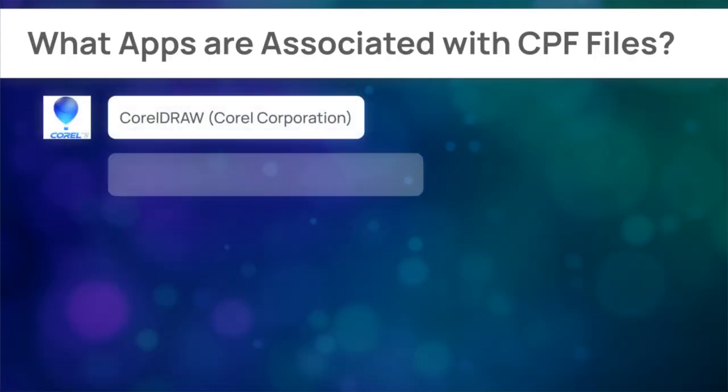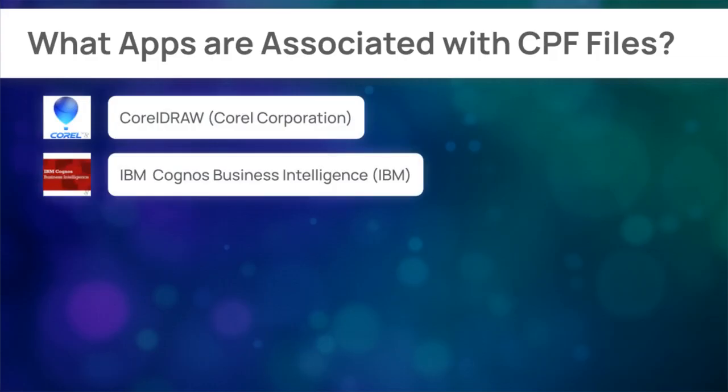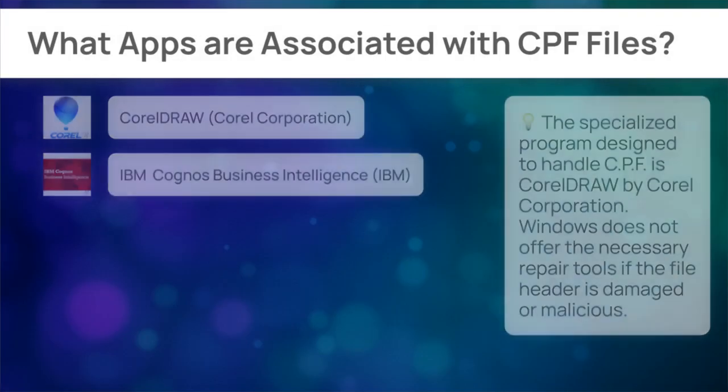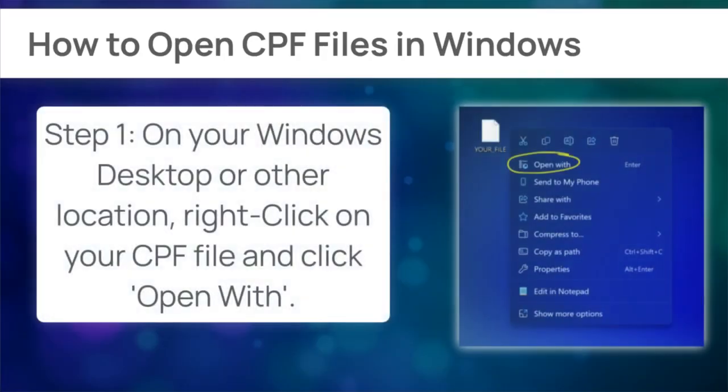When viewing the file metadata, the CPF shows a direct link to CorelDRAW from Corel Corporation. Windows prevents native execution, requiring elevation or a digitally signed application. Windows identifies the file type but not the internal content, which must be opened in the right software. Begin the search for the correct program.